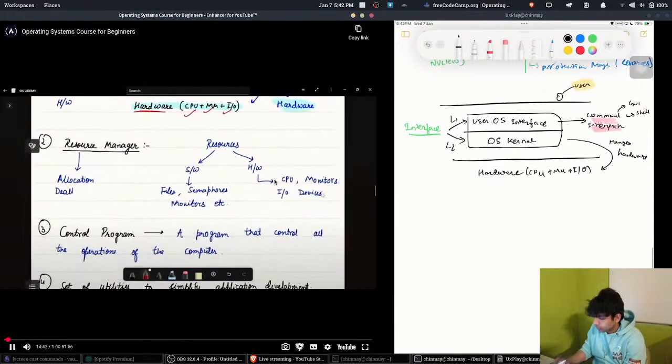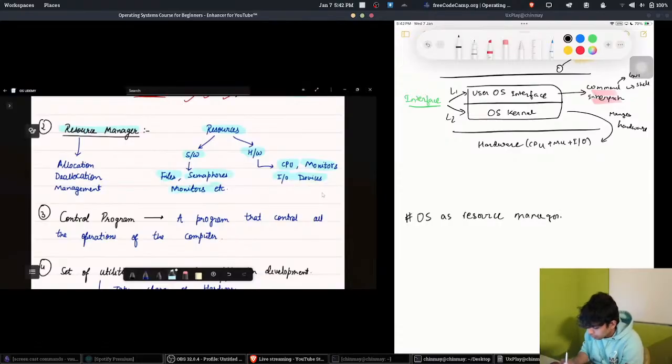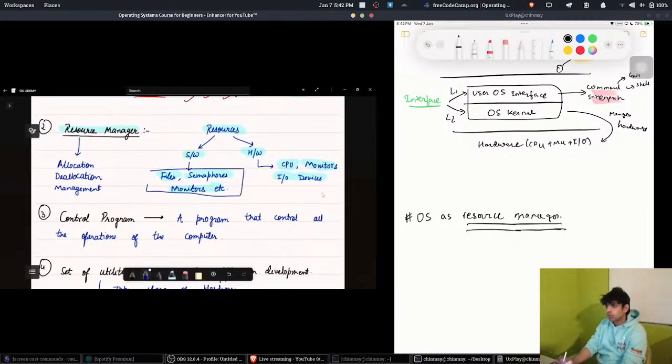Now let's move to definition number 2, that is, the operating system also acts as a resource manager. Which resources am I talking about? I'm talking about software resources and hardware resources. Hardware resources include CPU, monitors, input-output devices, and software resources are file, semaphore, monitors. You don't need to worry. We'll explain all of them, file, semaphore, monitors, in detail when the time comes.